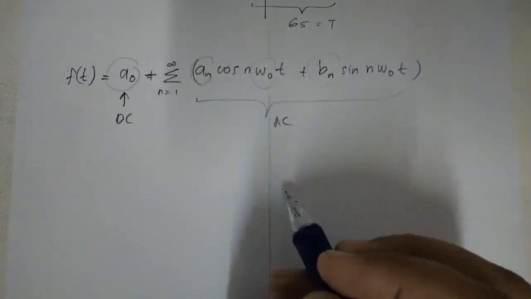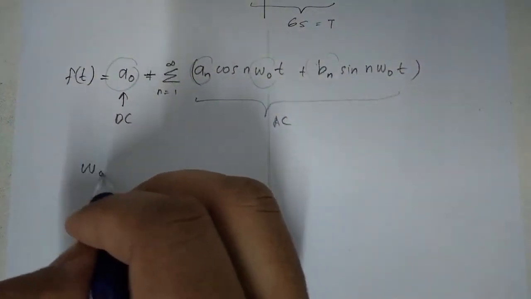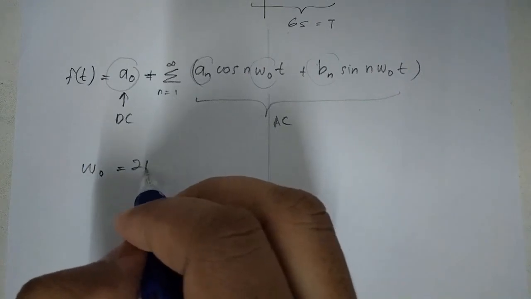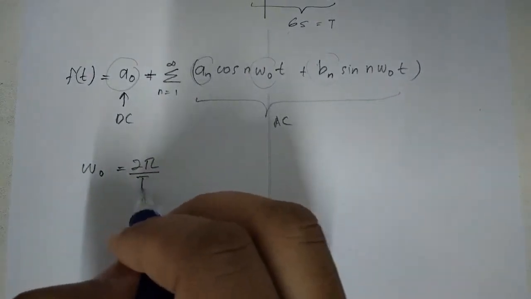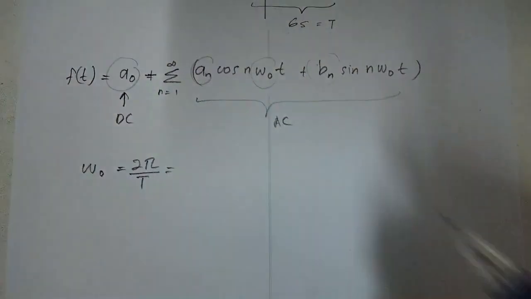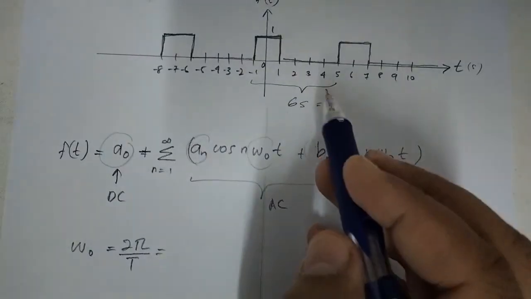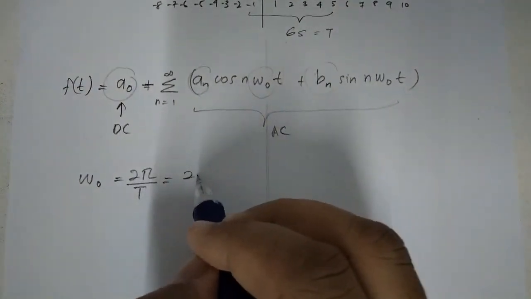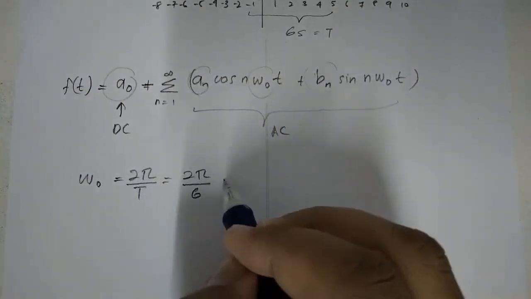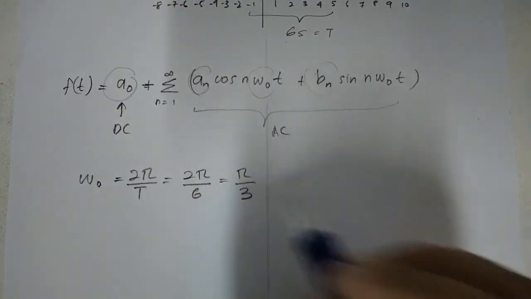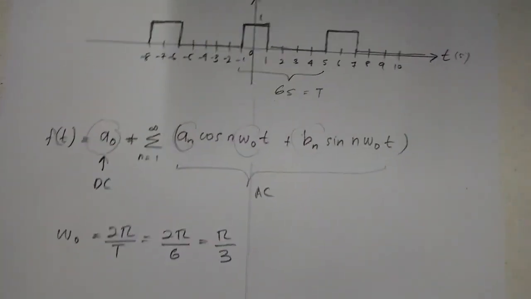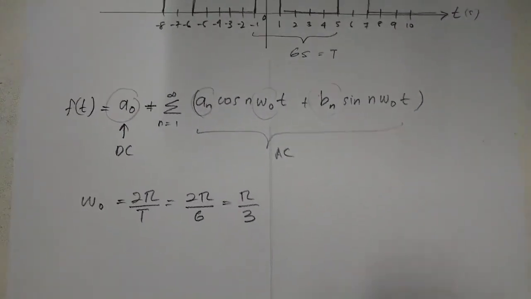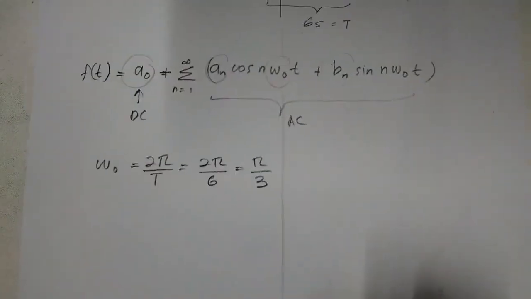So what is omega naught? Omega naught is 2 pi over T, and in this case T is 6 seconds, so 2 pi over 6 is pi over 3. Right, now let's start with a0.